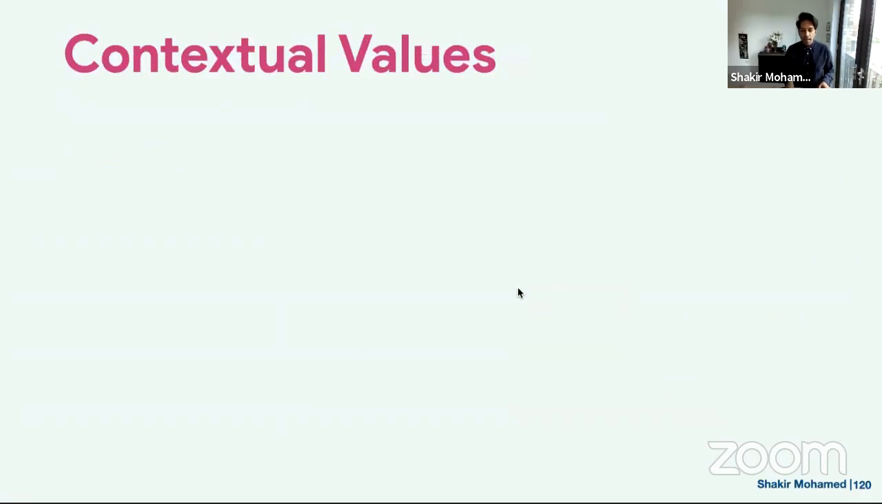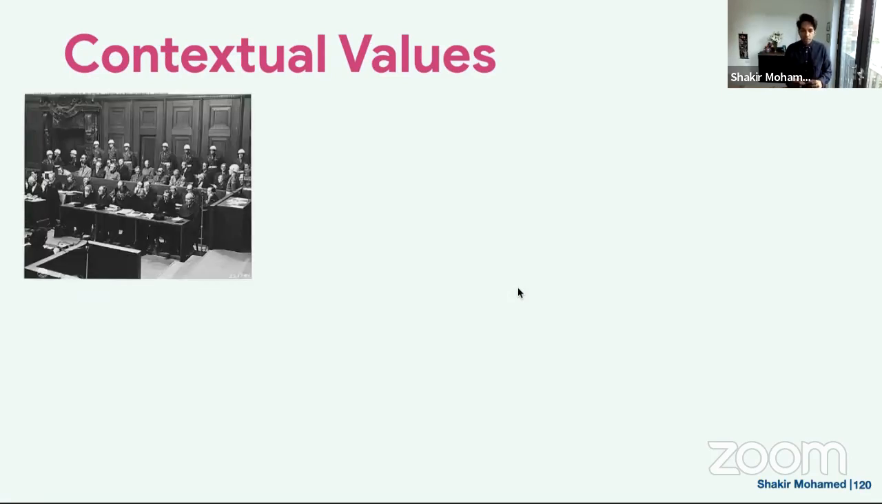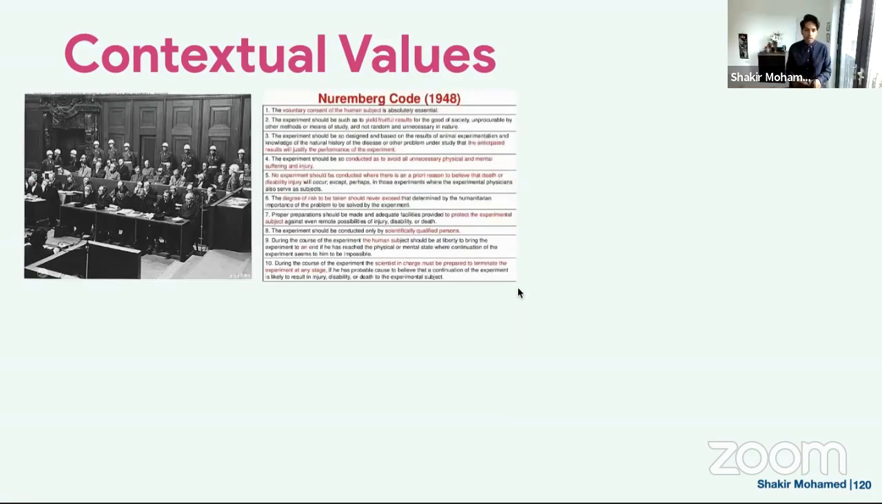I'll end by talking about contextual values, the thing I began with at the very beginning. This is probably one of the most famous pictures in all of history: the Nuremberg trials, the trial at the end of World War II, where the Nazis were held to account for the atrocities they committed against all of humanity. The trial of Eichmann, for example. And one of the most important outcomes of the Nuremberg trials is called the Nuremberg Code.